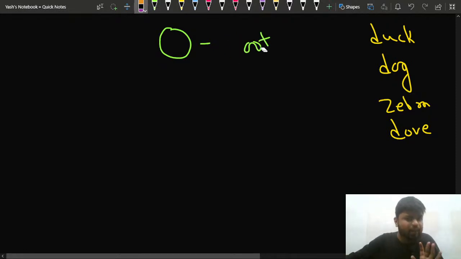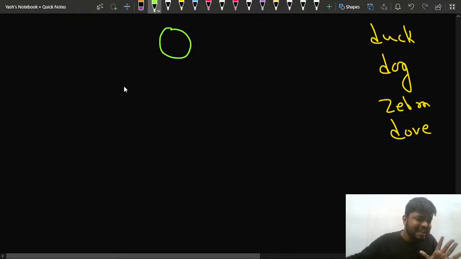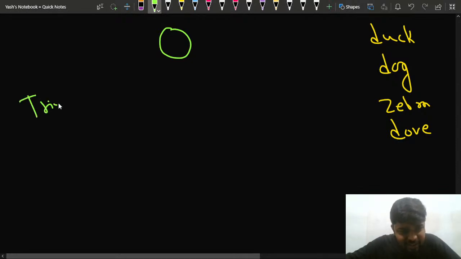So forget about the root first of all. A trie is a data structure which behaves like an array tree. What does it mean? I'll explain a little bit more. A trie is nothing but, think about it like a node.